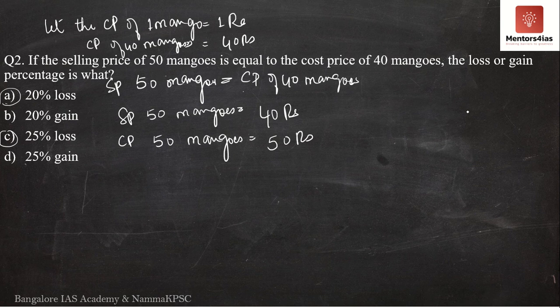So you don't even have to calculate over here. If the loss is 10 rupees, you can simply say that the loss will be 20%. Here cost price is 50 rupees, correct? So for every 50 rupees the loss is 10 rupees. Then for every 100 rupees the loss is what? It is 20 rupees. Therefore loss is 20%. You don't even have to calculate any further. Just by writing this much you should be able to answer that the correct answer is 20% loss.